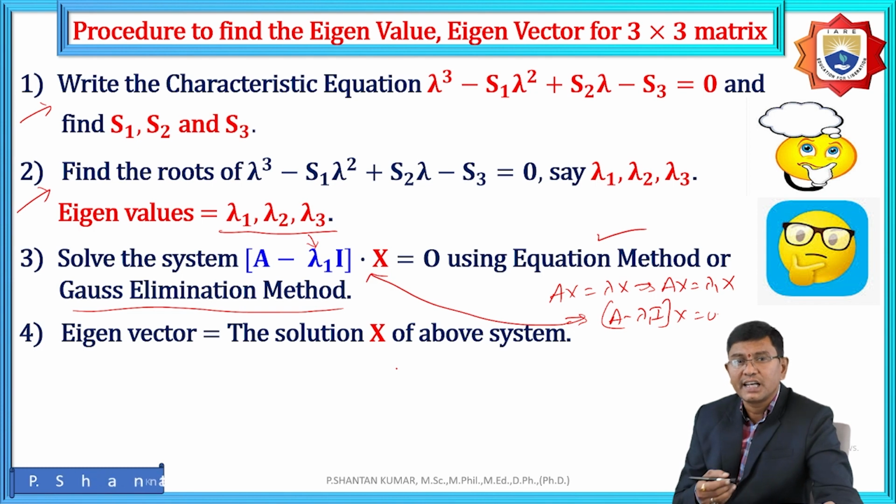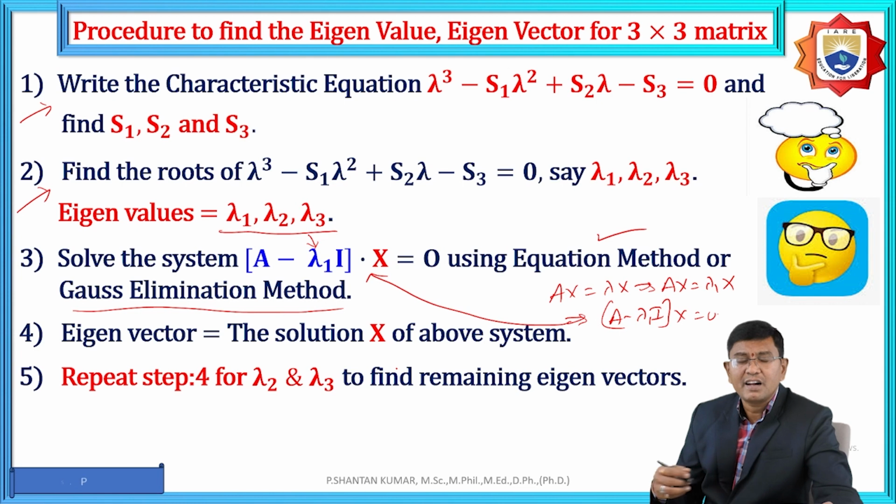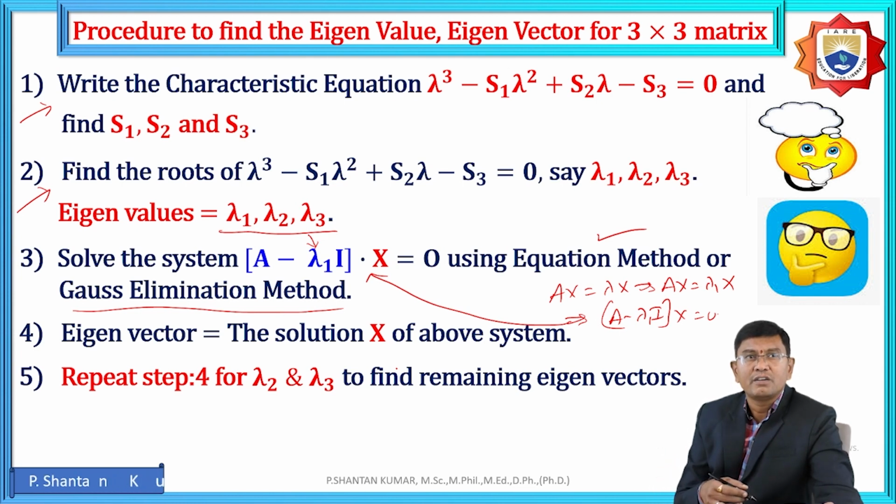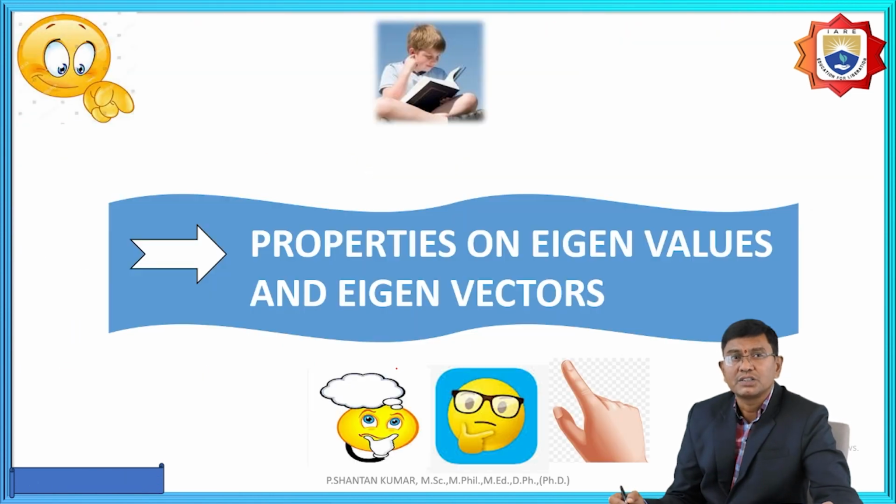Those values are called eigenvectors corresponding to lambda 1, which is an eigenvalue. And again after that we need to repeat this for lambda 2 and lambda 3, following those steps 1, 2, 3, 4, we need to continue. That is the fifth point also: corresponding to the rest of the eigenvalues, we need to find the eigenvectors.